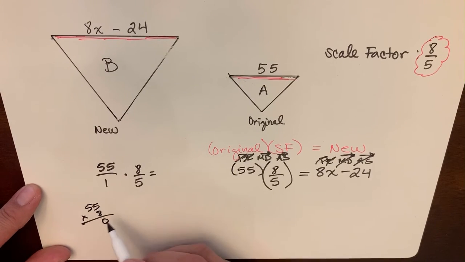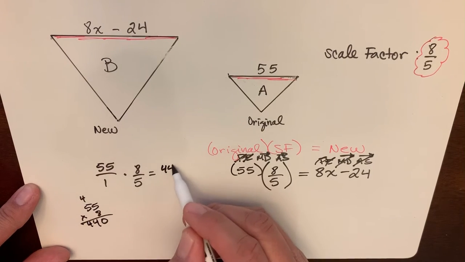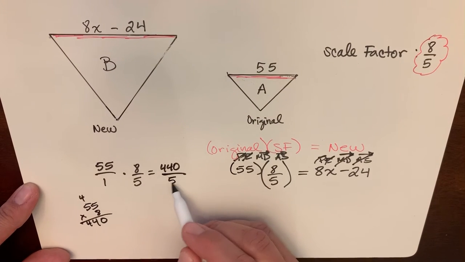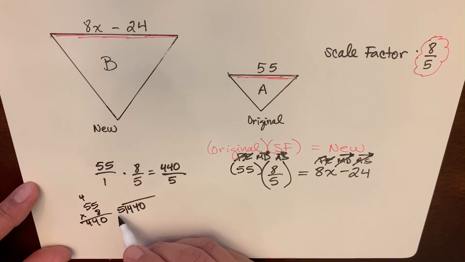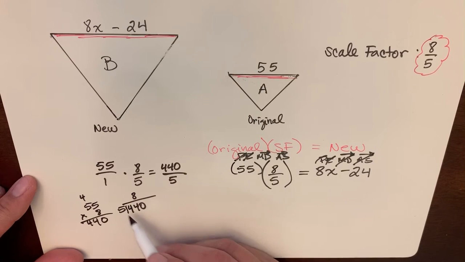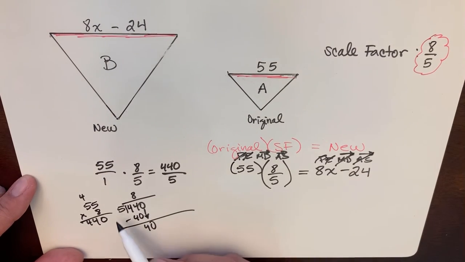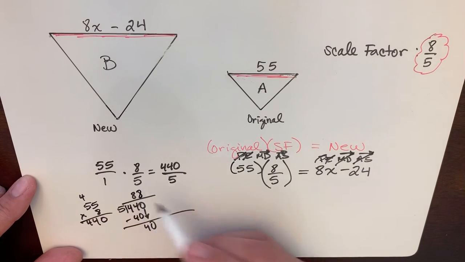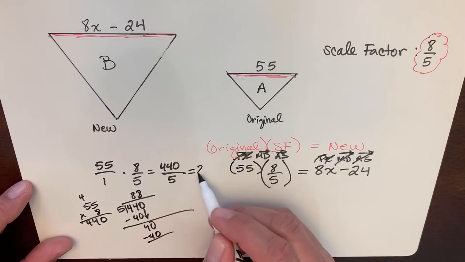5 times 8 is 40, carry the 4. 5 times 8 is 40, plus 4 is 44. So we're going to have 440. 1 times 5 is 5, so 440 over 5. And then we divide. 440 divided by 5. 5 does not go into 4, but 5 goes into 44 8 times, right? 8 times 5 is 40. Bring down that 4. So I'm going to get another 8 right there. So it's going to be 88.